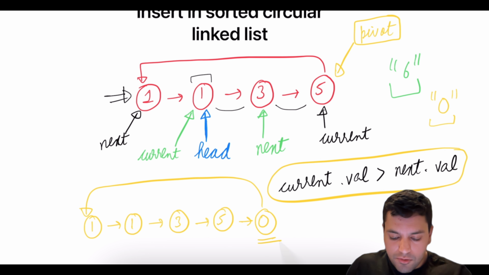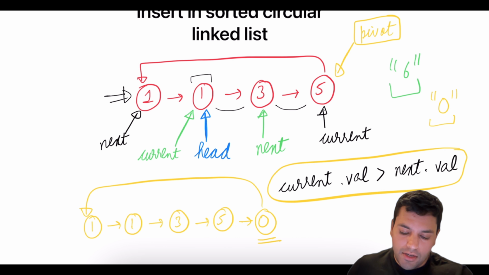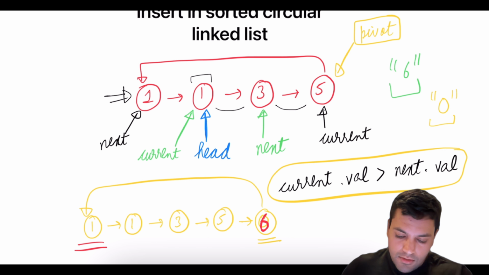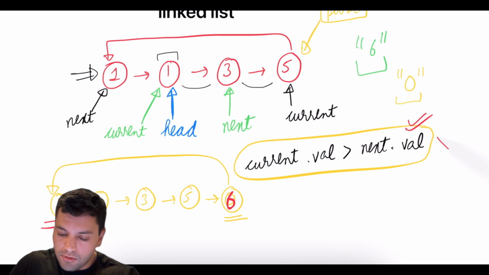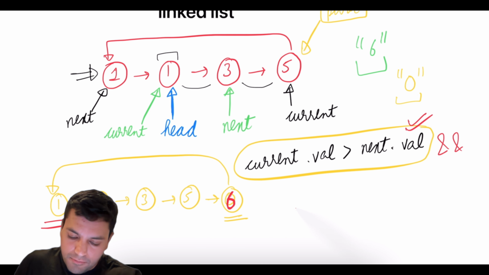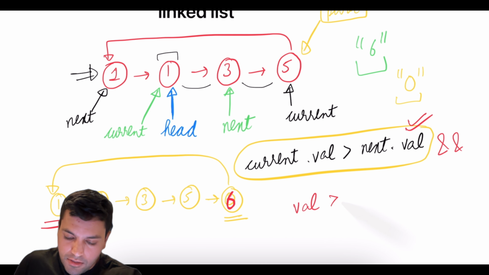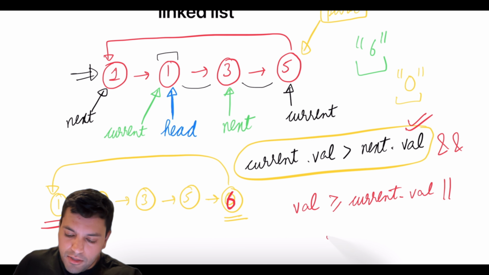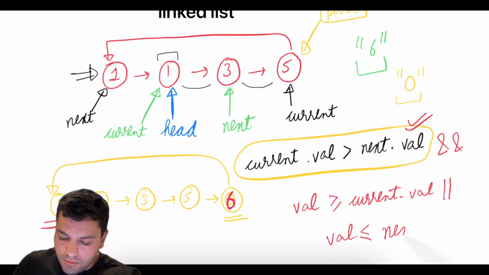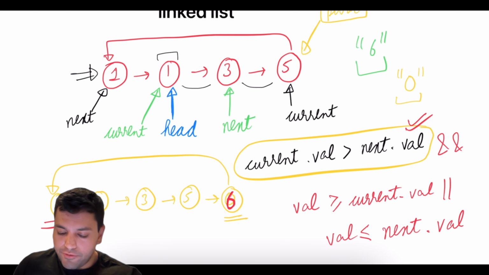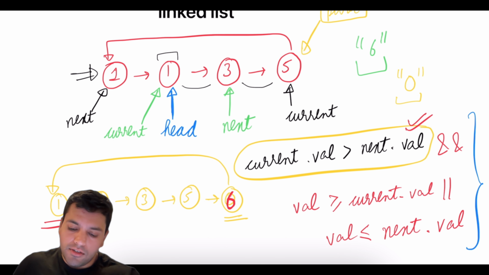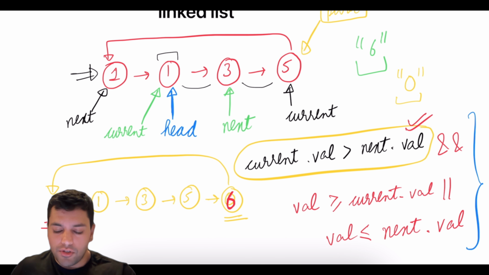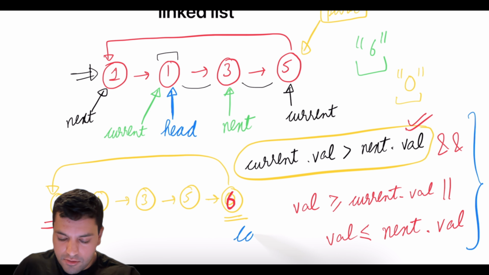And now with respect to 0, my linked list is sorted, and if I insert 6 here, then with respect to my node 1, my linked list is sorted again. So along with this check, what we can do is add another check where our value can be greater than or equal to current.val, or it can be less than or equal to next.val. If this condition is satisfied, then we have found a position where we can insert our given value. So this would be our case 2 for this problem.